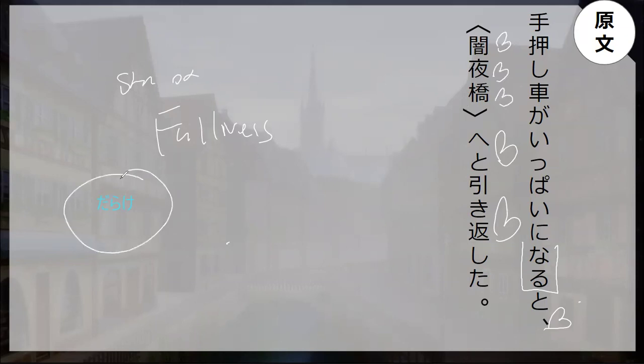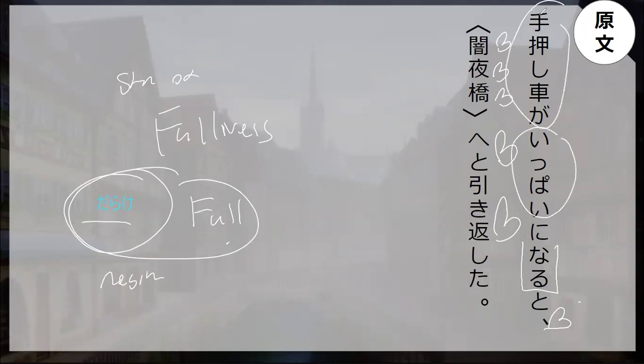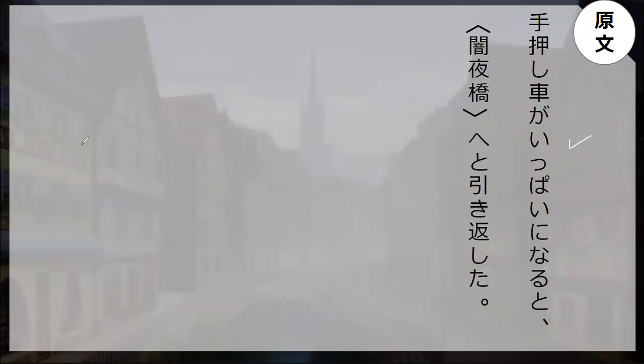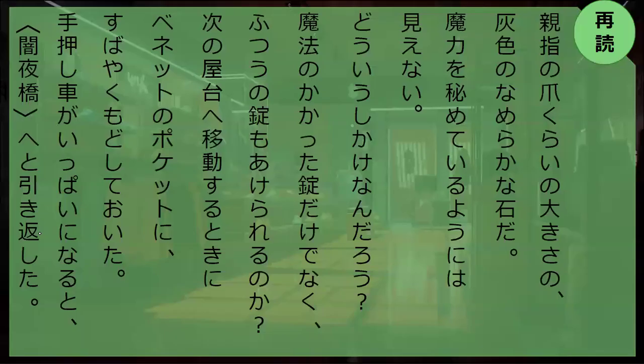Perfect. Do you know what darake means? Darake is also full. Both ippai and darake mean to be full. Darake is full in a negative way, like the room is full of junk would be darake. Ippai is more positive, like this cart is full of food and groceries. So that's why it's ippai ni naru rather than darake ni naru. Ippai is full in a good way.